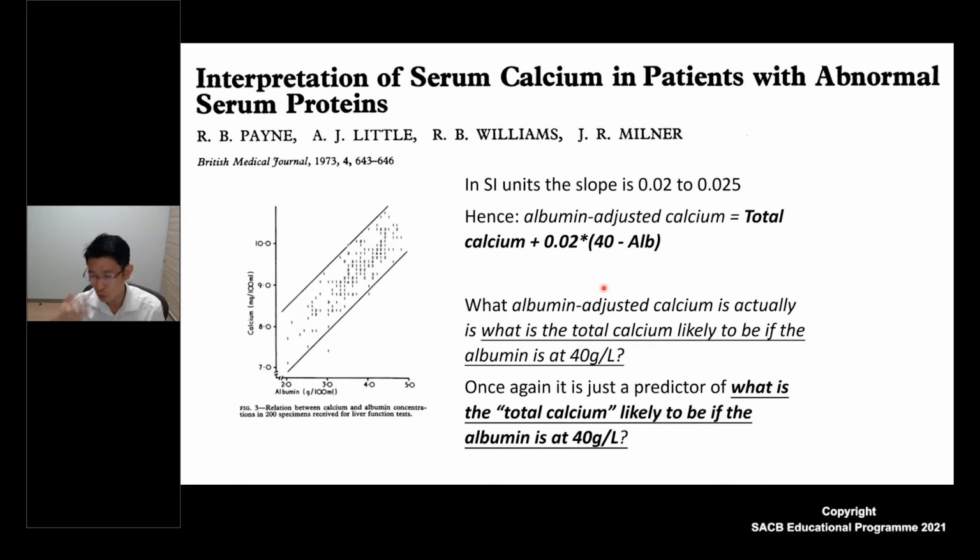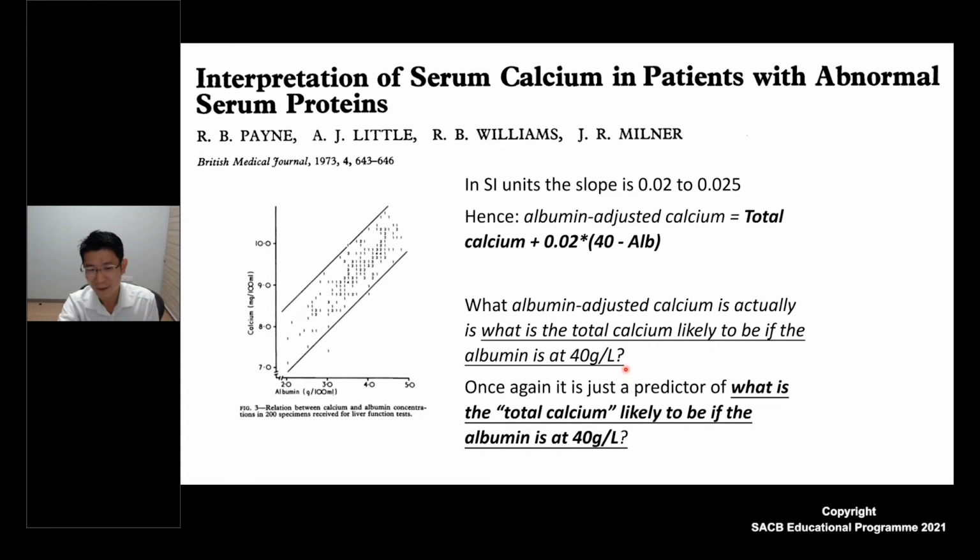What Payne really wants to tell us is what the total calcium is likely to be if the albumin is at 40 gram per liter. So it is just a predictor. It is not the absolute truth. Some people think that the adjusted albumin calcium is the absolute truth, but it's not.